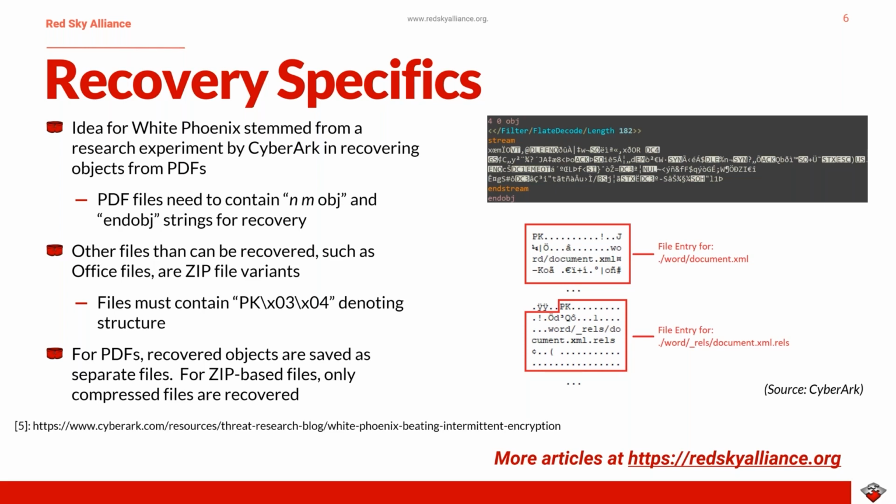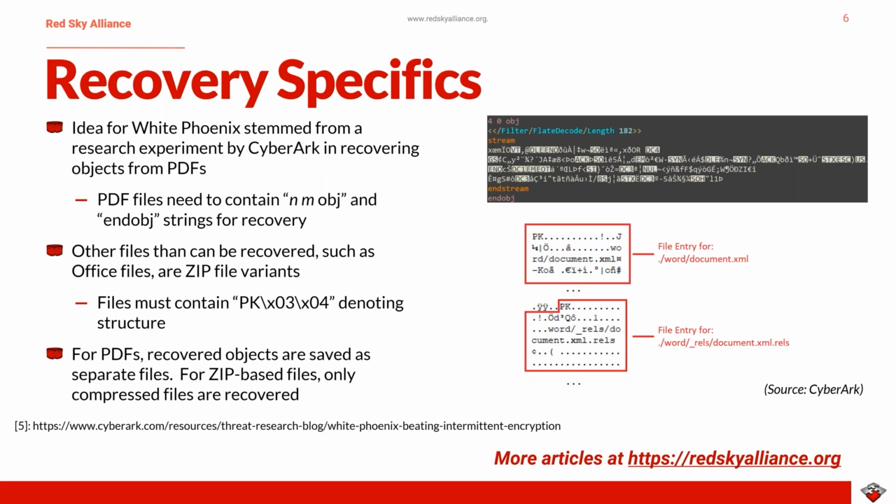The other files White Phoenix is compatible with, such as Office files, are those that have file formats that are derived from the zip format. Files that contain the characters PK followed by the bytes 3 and 4 are indicative of a zip file entry structure. It may be possible to extract unencrypted files using a zip file tool from affected files so long as this sequence is present in the file.